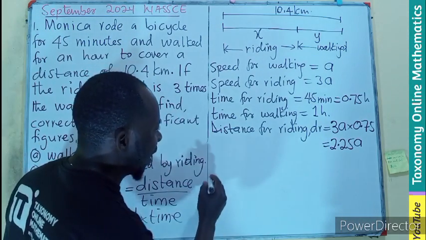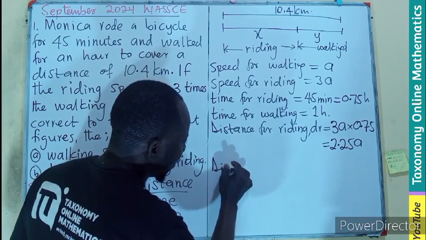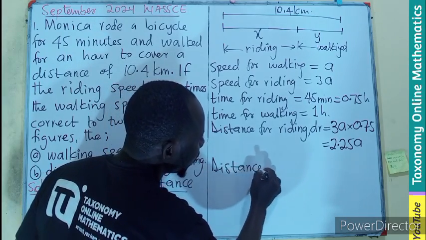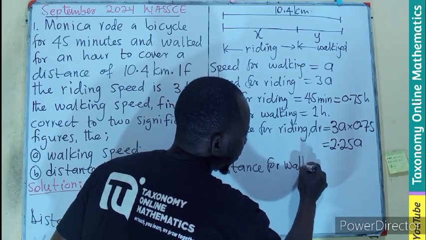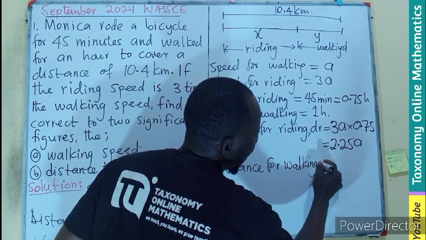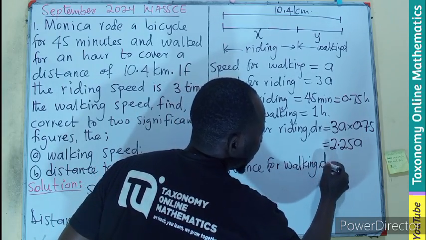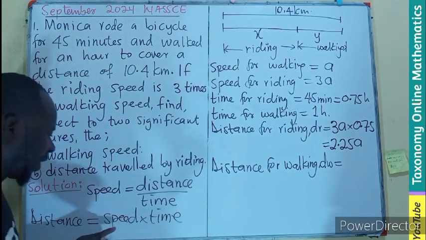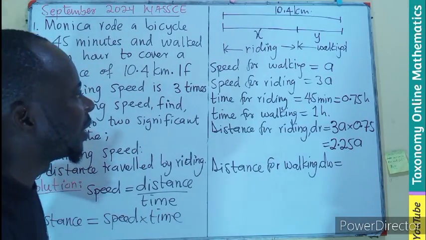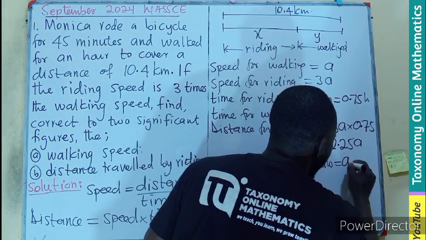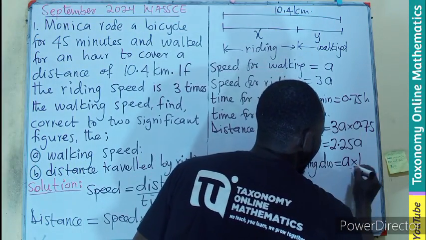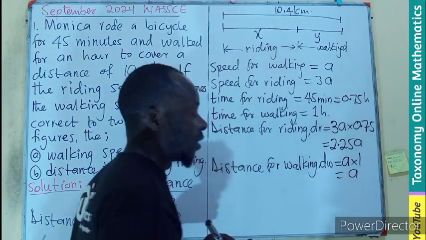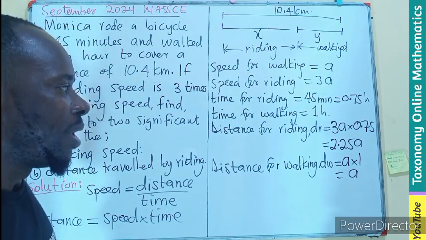The next thing to find is distance for walking. I can label that as dw. Speed: what is the speed for walking? The speed for walking is A. The time for walking is 1 hour. So 1 times A will be A.